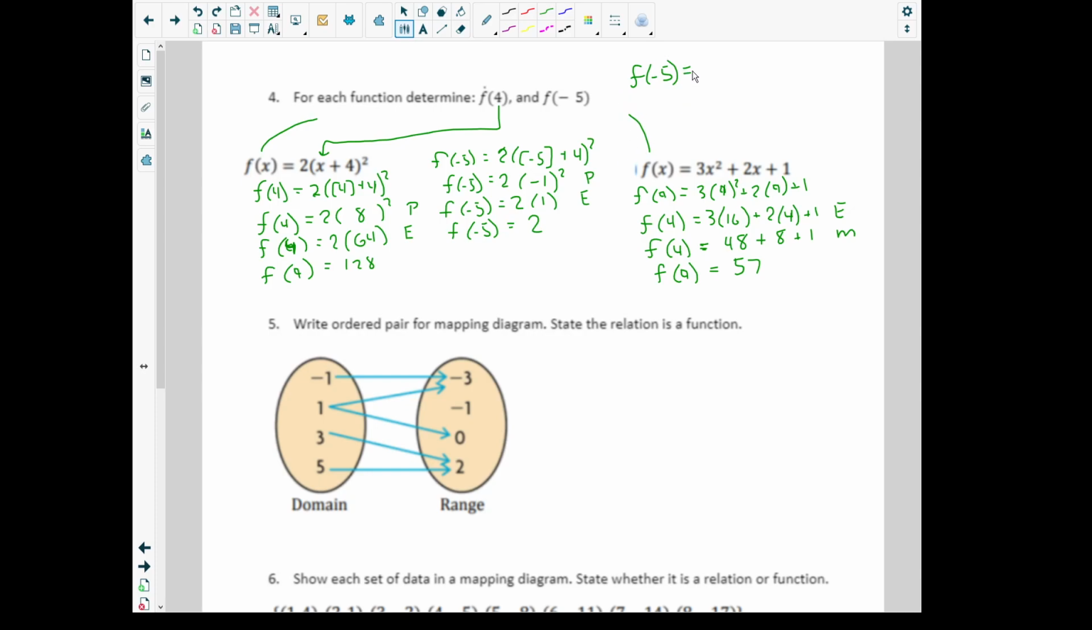Okay, f of negative 5 equals 3 times negative 5 squared plus 2 times negative 5 plus 1. Okay, f of negative 5 equals exponents first. So this is going to be 3 times positive 25. Negative 5 times negative 5 is positive 25. And everybody else is left alone because that's multiplication, although you could get away with doing it now. So that was E for exponents, right?